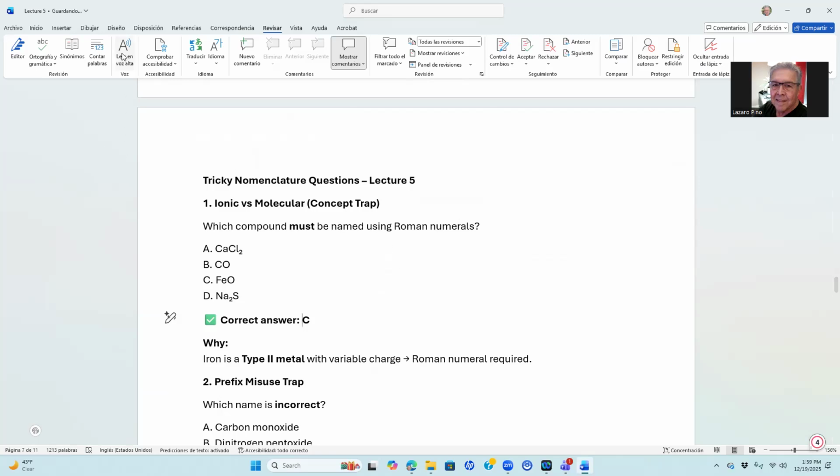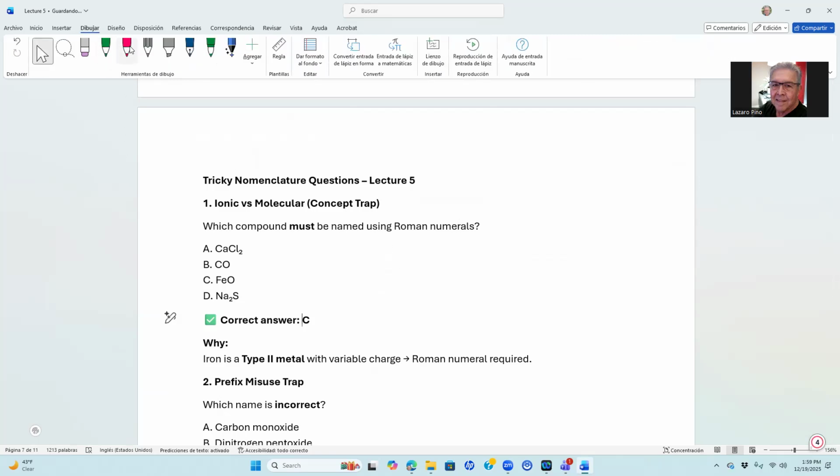In order to use Roman numerals, you are supposed to watch the first element. In this case, carbon is a non-metal, so we don't have to take it into account. Calcium belongs to group 2A, where you don't need to use Roman numerals.